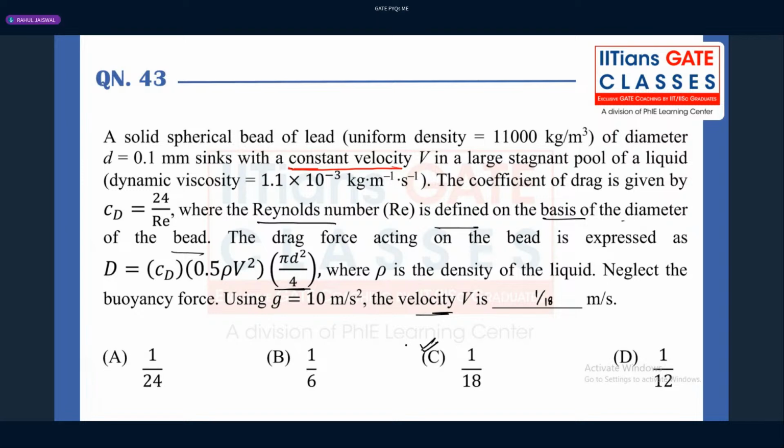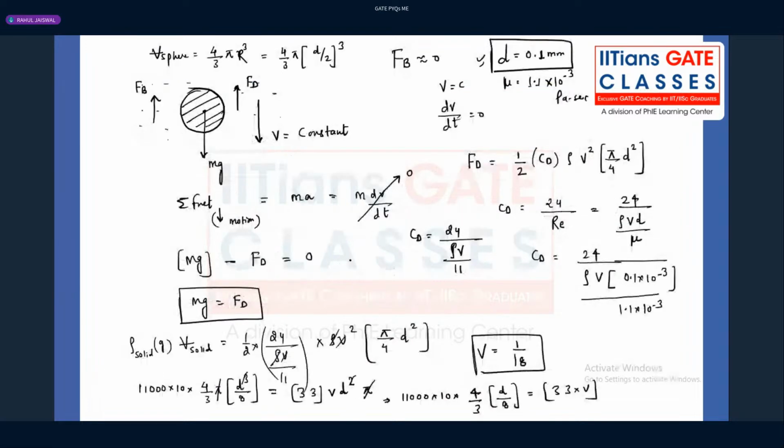Which option will be correct, guys? C must be correct. If suppose they have not mentioned to neglect the buoyancy forces, then what is the buoyancy force, guys? Rho of fluid into g into volume of the liquid which is being displaced. The total volume is being displaced, so volume of the sphere will be coming once again. But in this particular problem, they have not given any density of the fluid. If it is not given, then you can neglect it.